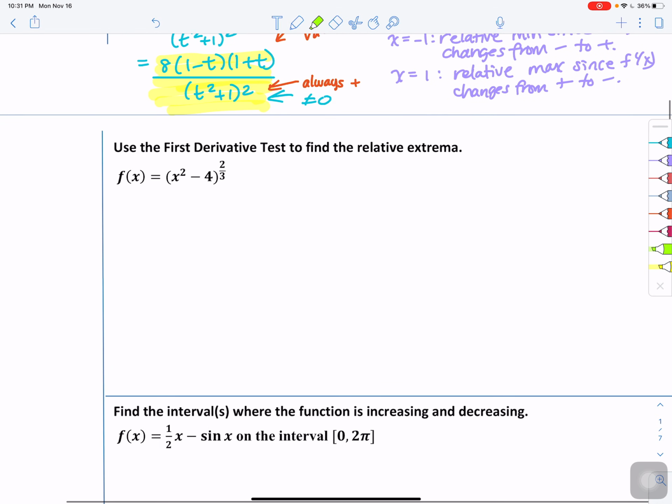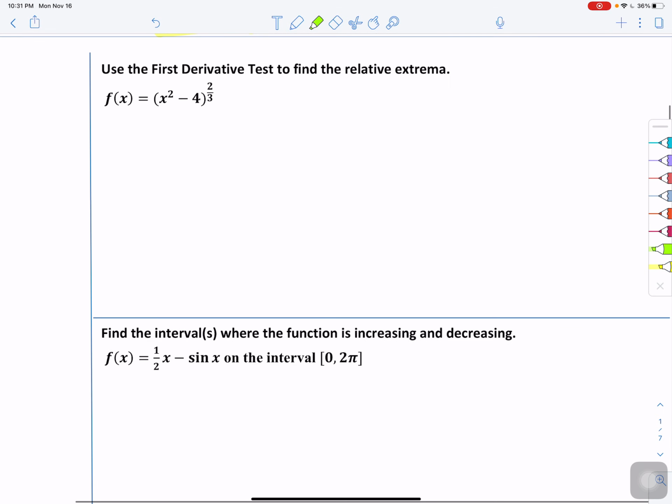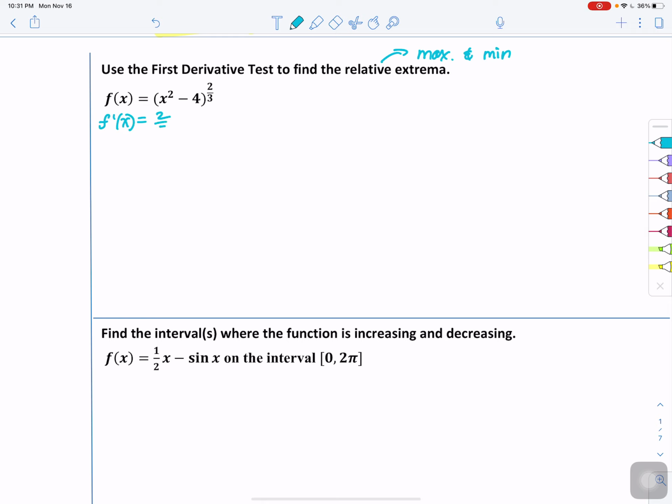Okay, let's take a look at using the first derivative test to find relative extrema. Okay, what are relative extrema? Relative max, and relative mins. Okay, let's go find our derivative. It's 2/3 x squared minus 4 to the negative 1/3 multiplied by 2x. Now, what happens is we're left with 4x in the numerator.